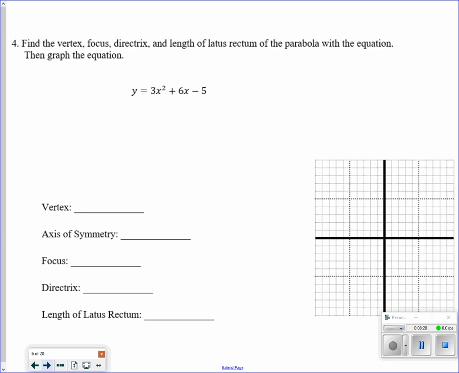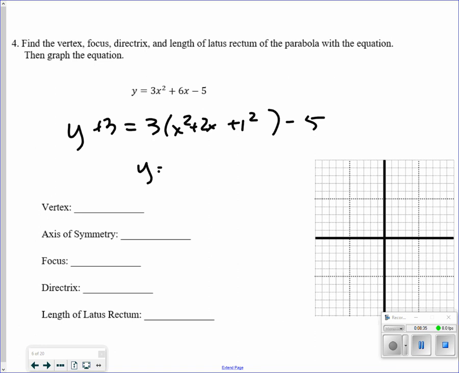This time I have to put it in the correct form. There won't be 4 parabola questions. I'm just kind of showing each one of them. Take out a 3. Half of 2 would be 1 squared times the number in front. X plus 1 quantity squared minus 8. So my vertex is negative 1 for x, negative 8 for y. So negative 1, negative 8. A value is 3, so I go left and right 1, I'm going to go up 3. Left and right 2, I'm going to go up 12.